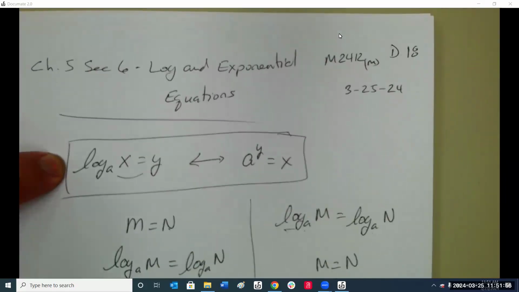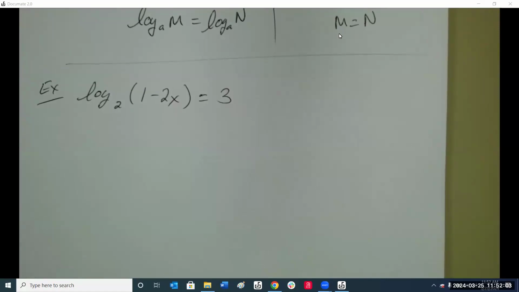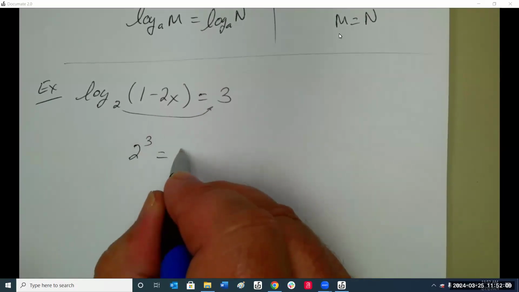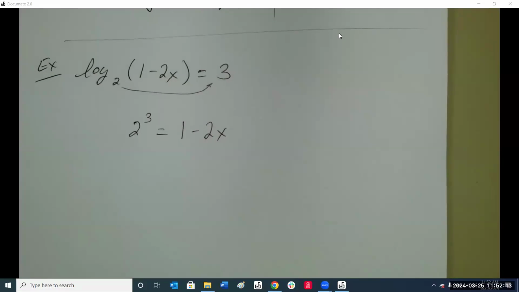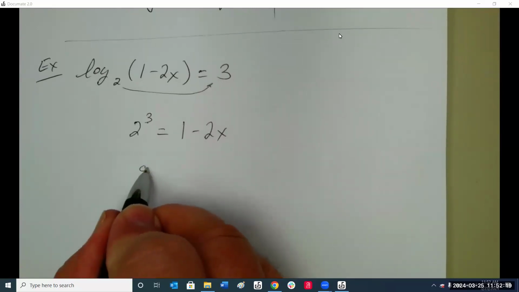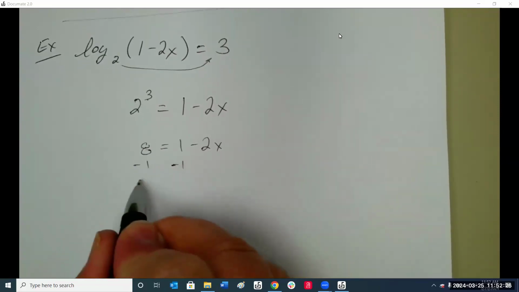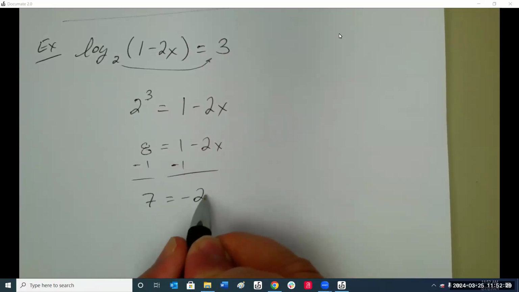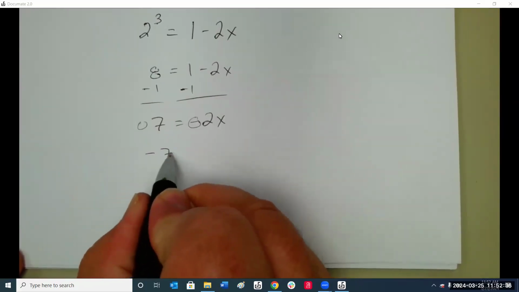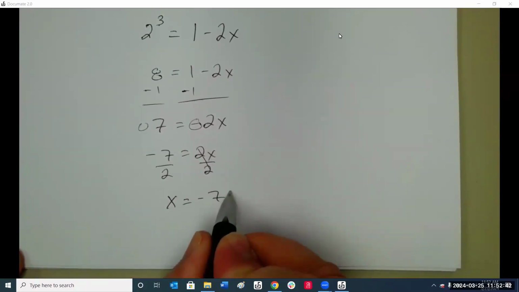If you can't do anything with the log part, change it to the exponent. Take the 2, bring it over here, and the log drops off. I have 1 minus 2x equals 2 cubed. What is 2 cubed? 8. To solve for x, subtract 1. Change the signs. So we have negative 7 equals 2x, and divide by 2. So x is equal to negative 7 over 2.